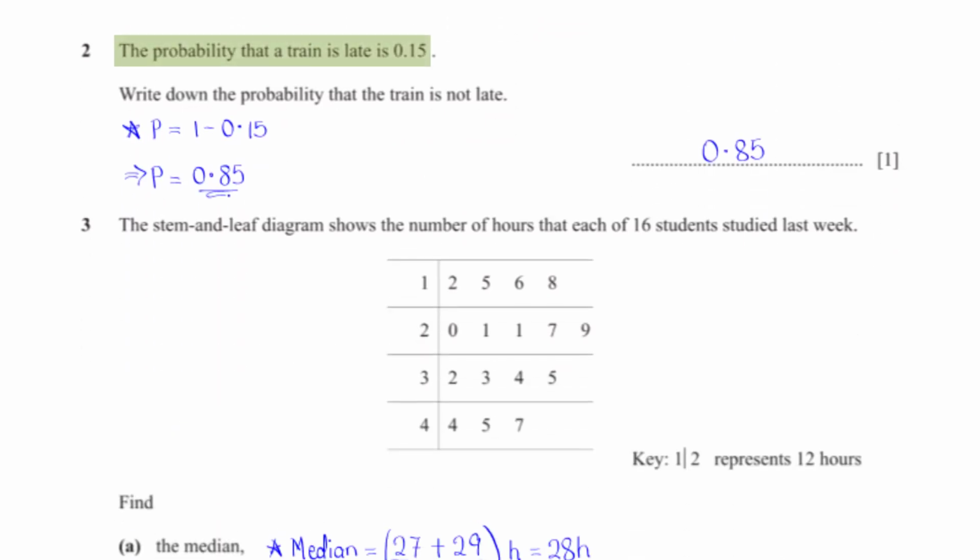The probability that a train is late is 0.15. Write down the probability that the train is not late. So we know that the probability that the train is late plus the probability that the train is not late must be equal to 1. And so to find the probability that the train is not late, we subtract 0.15 from 1 and we get a final answer of 0.85.